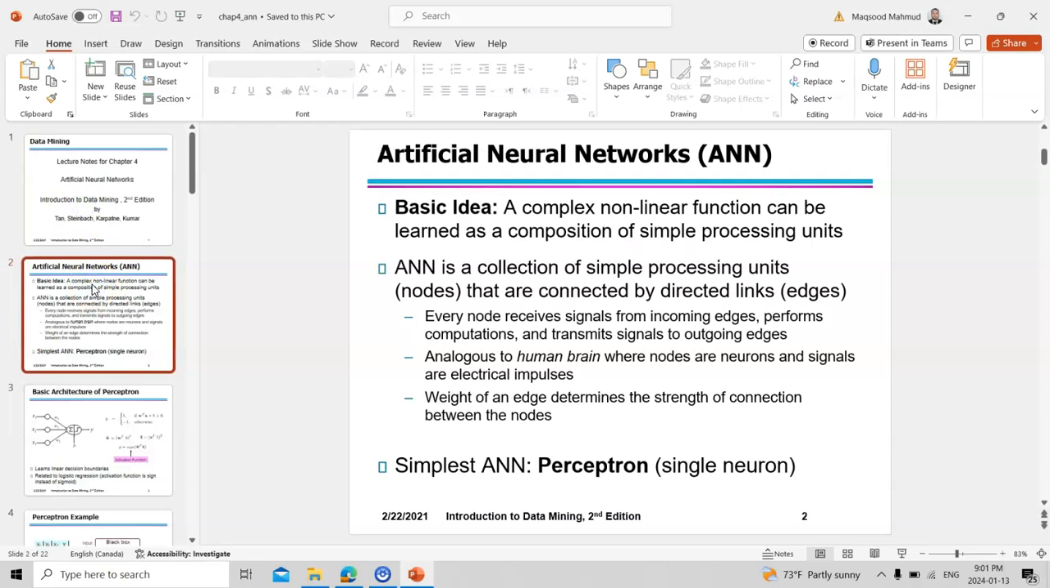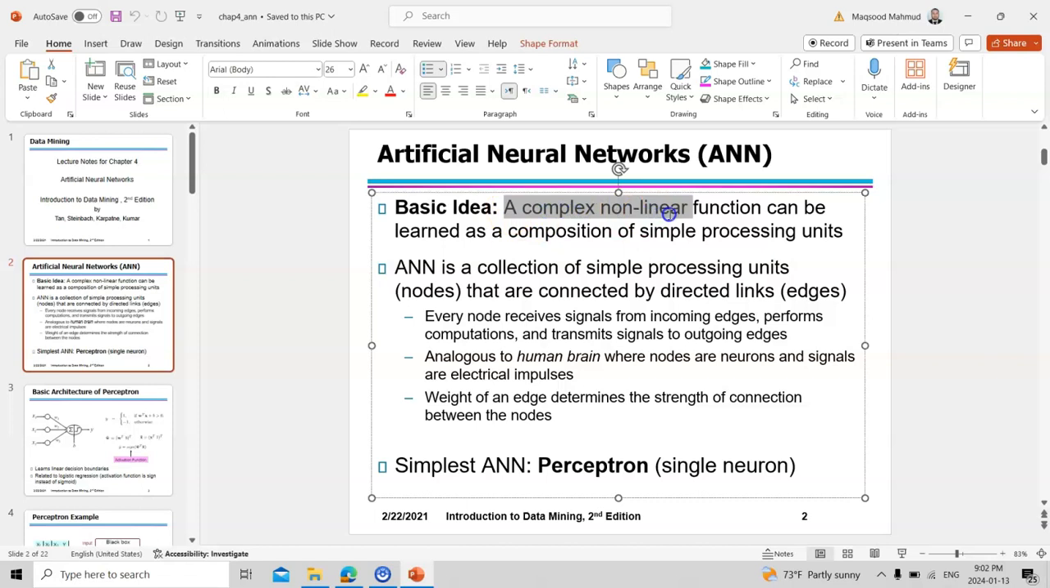Some sentences, like definitions, you need to understand. Definitions are better to memorize, because sometimes you might be asked to fill in the blanks, for example, this first one: a complex nonlinear function can be learned as a composition of simple processing units. This is very simple and not expected to come, but I might skip this one, nonlinear function. So nonlinear function would be given as an MCQ, right?